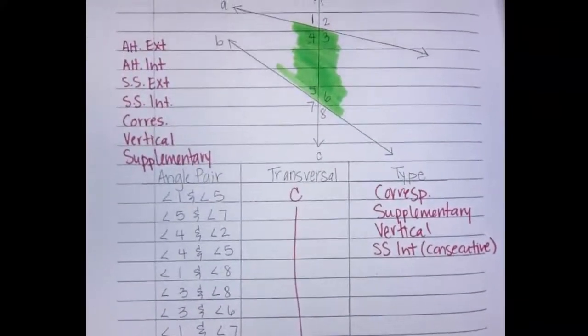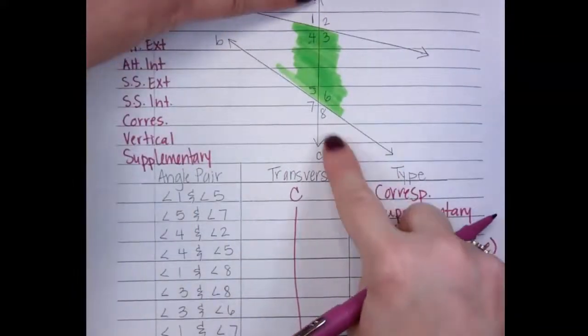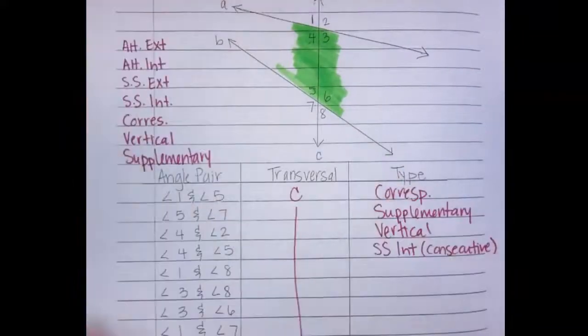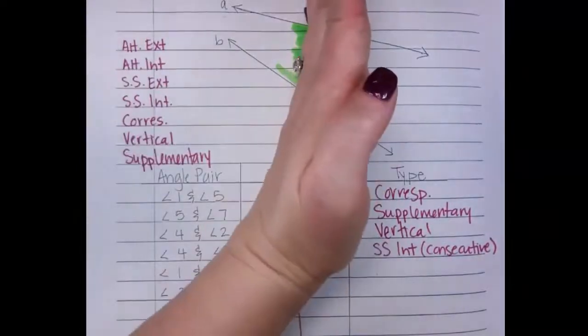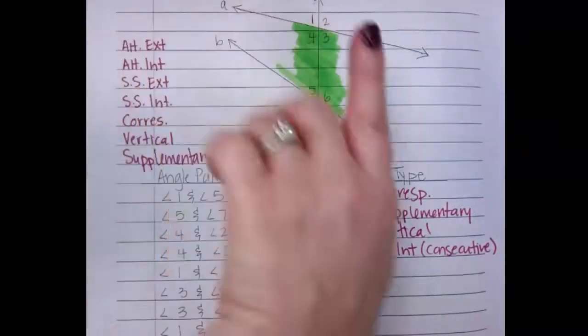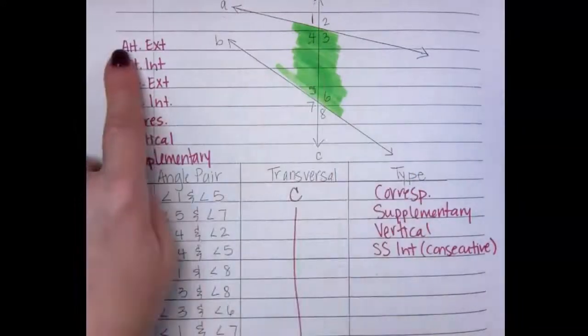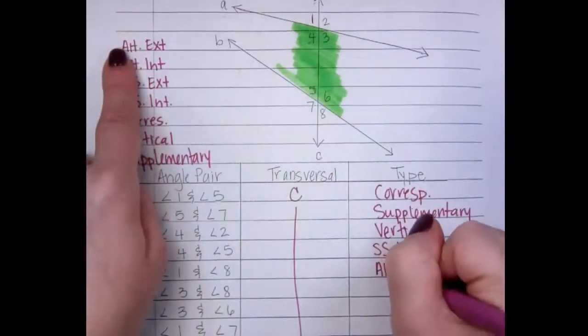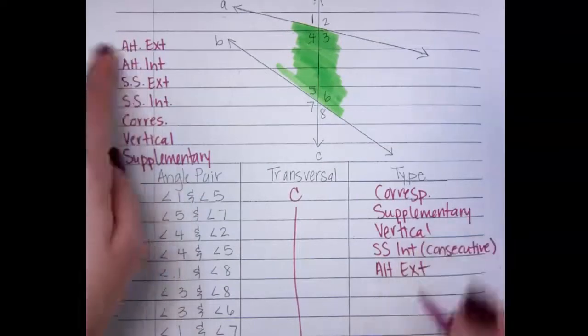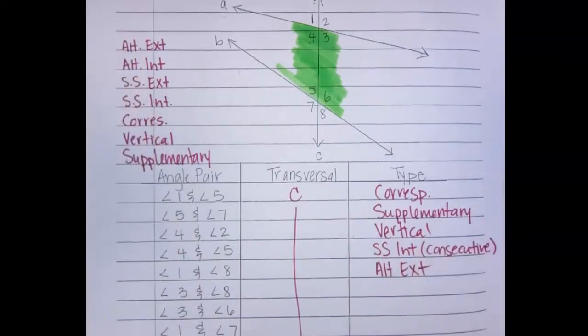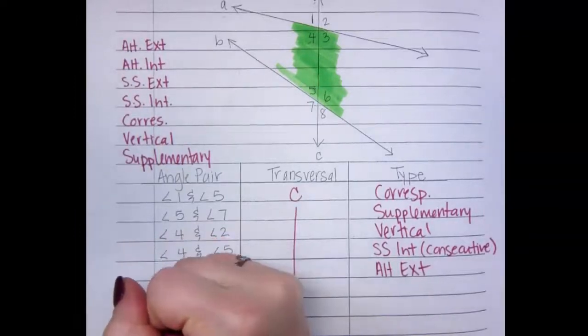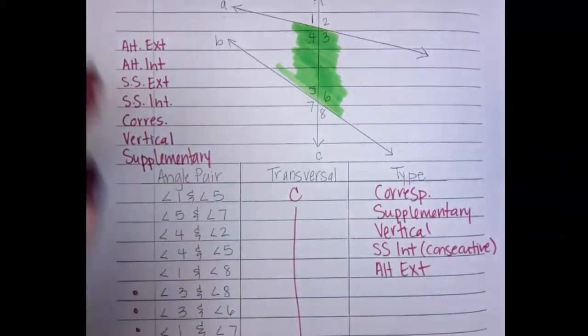All right, 1 and 8. Okay, they're both white, so they're both exterior. So I could have one of these two. Are they on the same side? They're not. 1's over here and 8's over here. So they're alternate exterior. All right, I want you to try the next 3. Pause and see how you do.